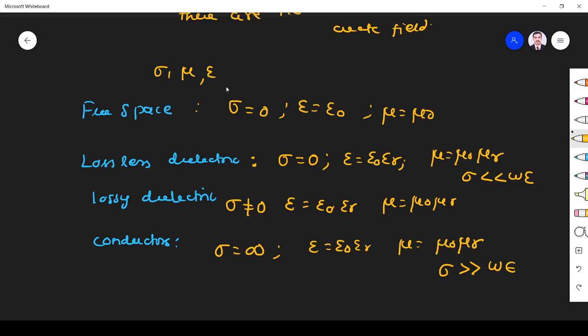I hope you understand and memorize these characteristics because they are widely useful when you derive some very good equations in the coming session. Thank you.